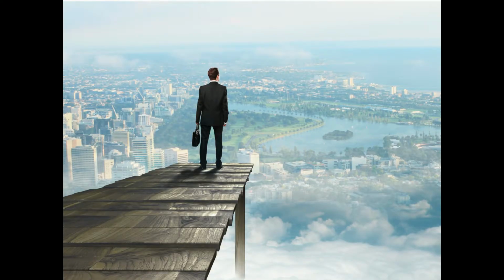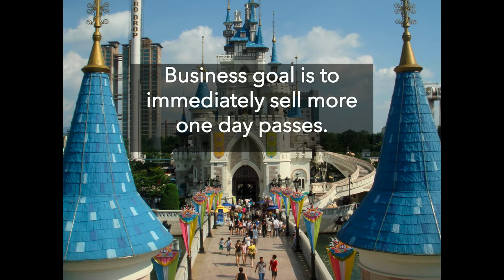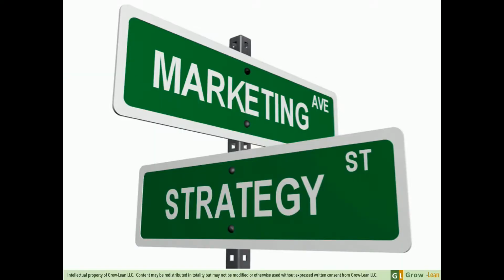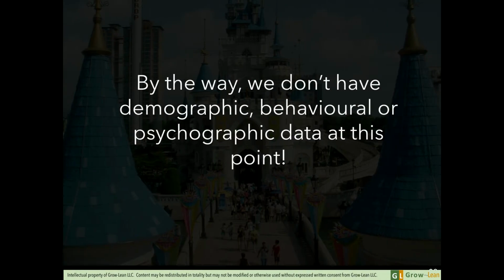The guy who owns the company is concerned because the economics aren't sustainable. We're not selling enough passes. So we want to sell more one-day passes. The marketing strategy group gets together. We don't have any more money to spend. We just don't have any money. We don't have any data. We're really in a bad situation here. So given this, you stand up. What do you think the marketing and sales group is going to do? Have a discussion. You've got to stand up.